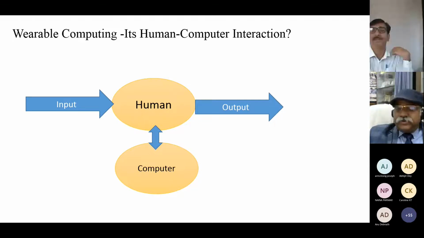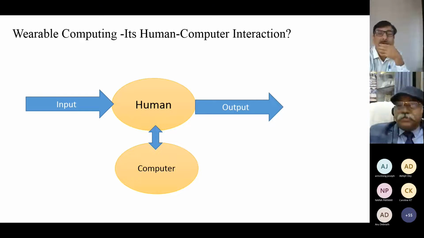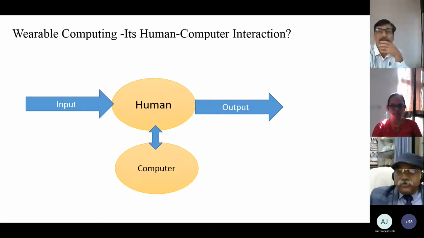But if I talk about pervasive computing, it is ultimately object computing or object-human computing, or you can say the IoT concept, Internet of Things. So ultimately everything is the same. This FDP event is about IoT. IoT is a new concept which has come now, and we'll talk about that. So wearable computing is mostly human-computer interaction.